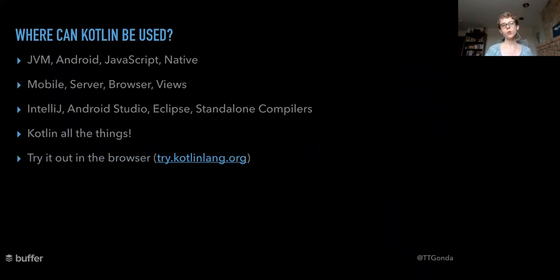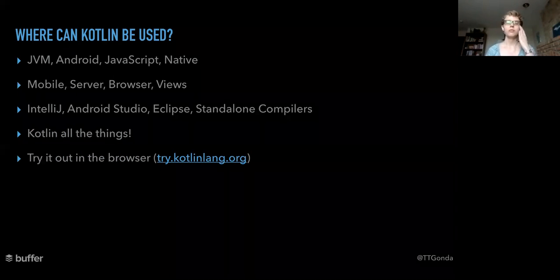For the rest of the talk, I want to go over where you can use Kotlin. So like I said before, you can use it on the JVM, Android, JavaScript, native, which means you can use it for mobile, both Android and iOS, the server, browsers, different views. There's lots of places that you can build it in as far as IDEs. There's IntelliJ and Android Studio, which is what I'm most familiar with. Eclipse, you can use as standalone compilers.